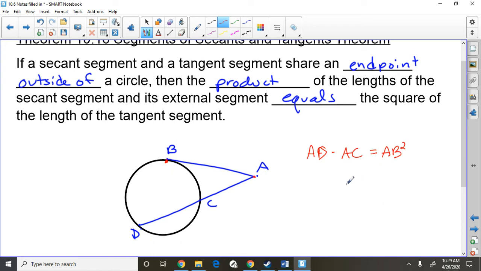Basically, think of this as the tangent only has an external segment, so it's the whole thing times the external segment, which is AB times itself. Now we'll look at some examples using these properties.